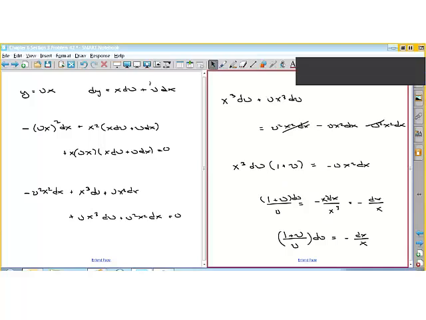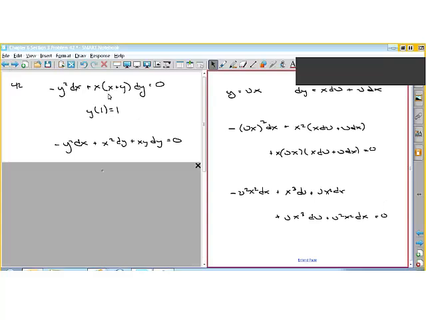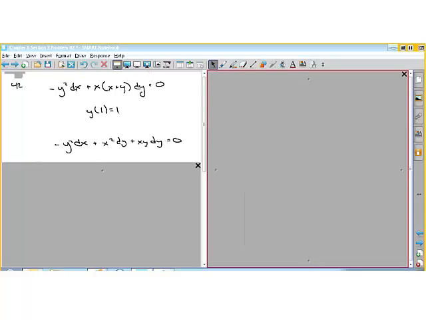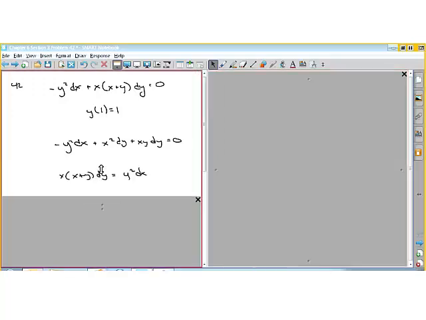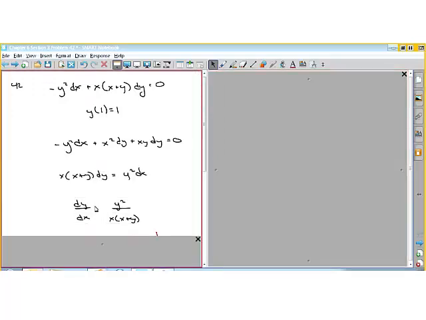Okay, now what I'm going to do next is go back and work it the other way. So let me just cover that up. The other way is to rewrite the differential equation in these terms. All I've done is move this to the right-hand side. So I get positive y squared dx, and then divide by dx and divide by this, and I get dy/dx is equal to y squared over x times (x plus y). And this is not separable, but it is homogeneous.